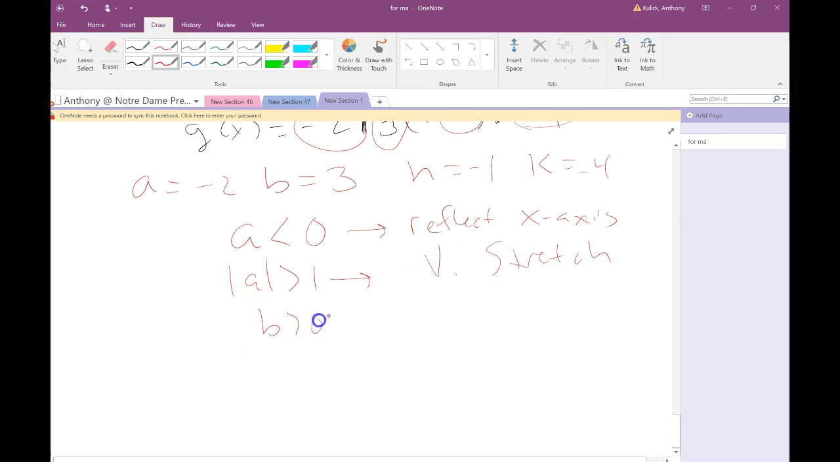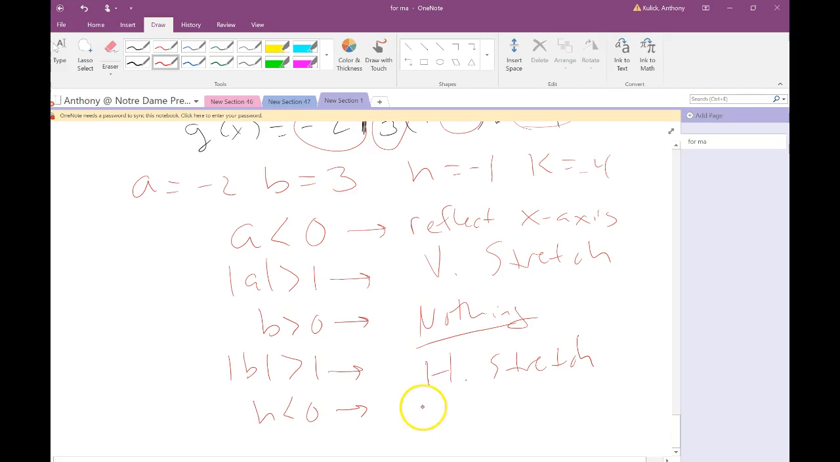The b, though, I notice is positive. So what does that mean it does? Nothing, right? What would it do if it was negative? Yeah, reflect in the y-axis. I notice the magnitude of the b is bigger than 1. So that tells me I have a horizontal stretch. Good. And my h value is negative, so that tells me left 1 unit. And my k value is negative, so that tells me down 4 units.